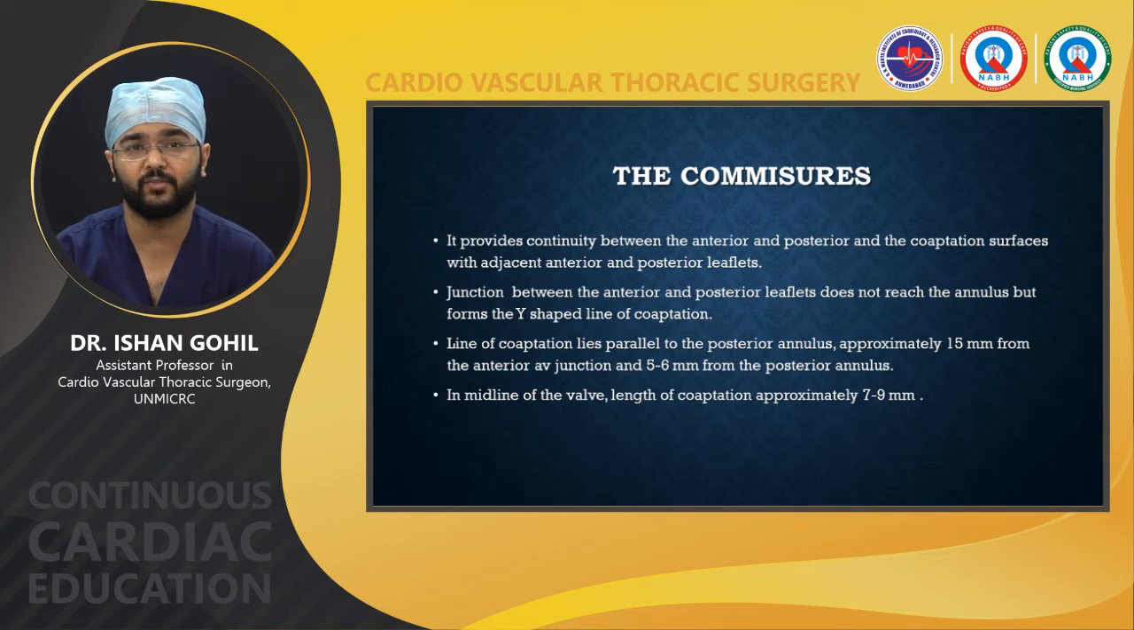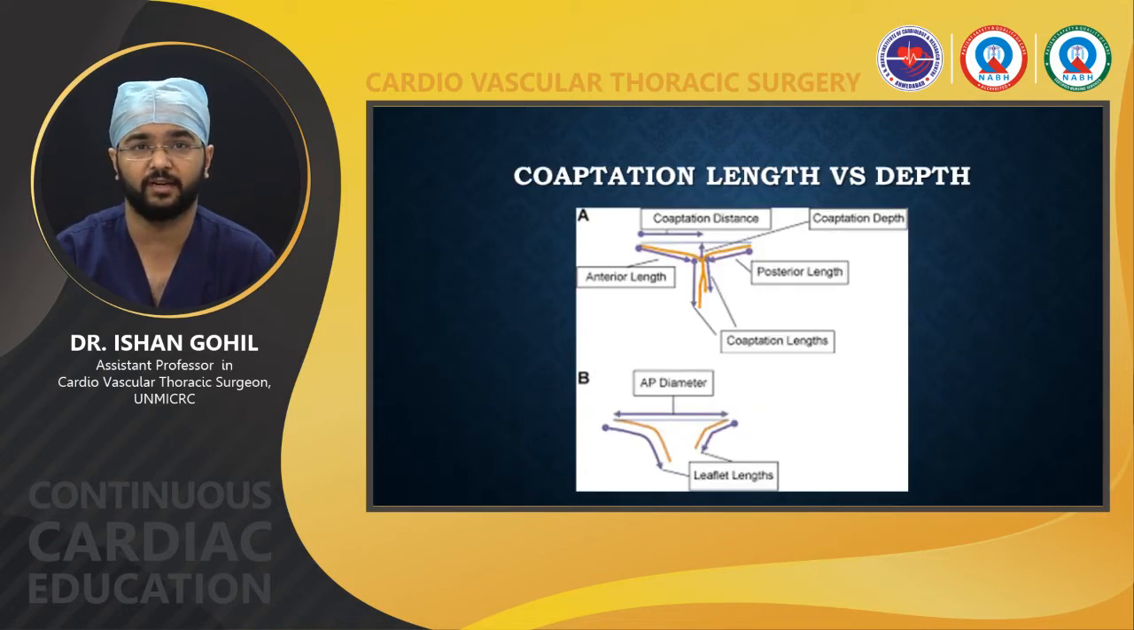And the midline length of coaptation is approximately 7 to 9 mm. So there are different terminologies which we need to know regarding the coaptation, that is coaptation height, coaptation length, coaptation depth, which is seen in this figure. Suppose this is the AML and this is the PML. Similarly, this is the AML, this is the PML.